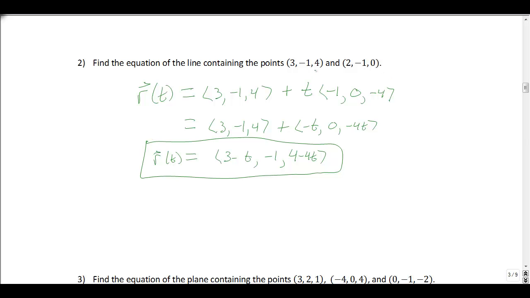Note the way we did this. If you plug in t equals 0, you'll get 3, -1, 4, the first point. And if you plug in t equals 1, 3 minus 1 is 2, -1, 4 minus 4 times 1 is 4 minus 4 is the 0. So this is the point when t equals 0. This is the point when t equals 1. Sometimes that's nice to know.